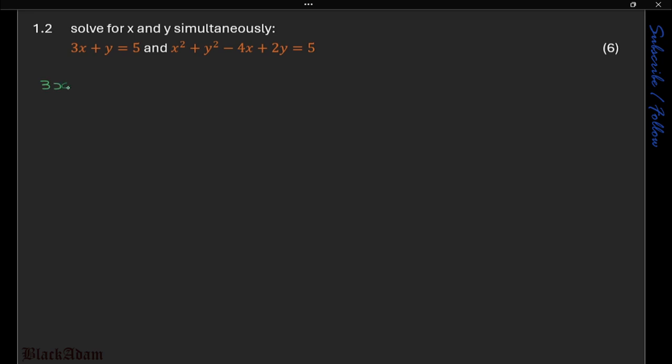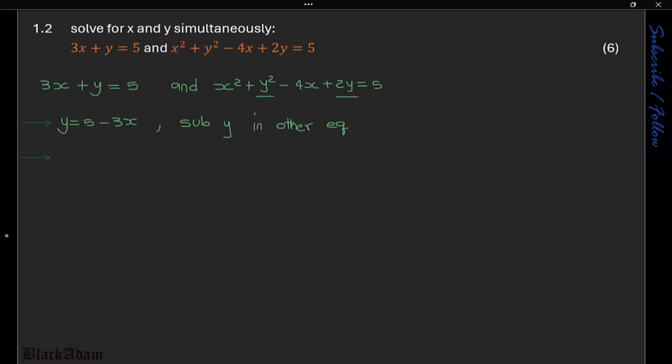In simultaneous equations, we're given that 3x plus y is equal to 5, and x squared plus y squared minus 4x plus 2y is equal to 5. From there, y is equal to 5 minus 3x, since we move 3x to the other side and it becomes negative. Then we substitute y in the other equation. So there are two equations. You find y in one equation, then you substitute it in the other, not the same one, because it's going to give you 0.